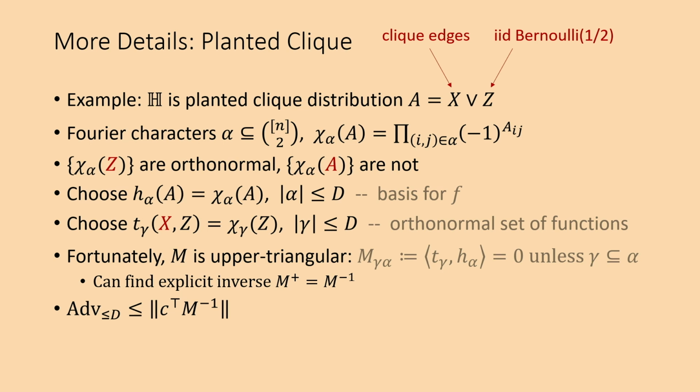Okay. So let me now try to talk through how to actually apply this to Planted-Clique now. So H is the Planted-Clique distribution. This is just recapping from before.